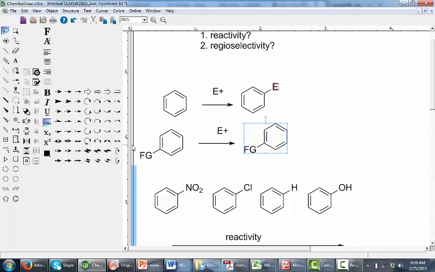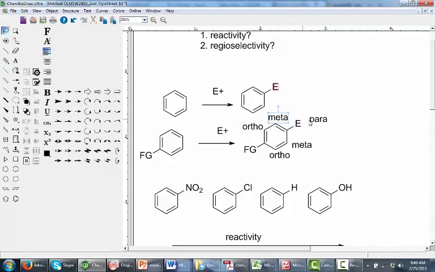And then secondly, I want to ask myself how the regioselectivity of this reaction is going to occur, meaning now if I want to add the E to this second reaction here, is that going to be in para, meta, or ortho relative to the functional group? So let's again label all of these positions so that it's clear and we know what we're talking about. Let's start with the question of reactivity of these molecules and how the functional groups affect the reactivity.